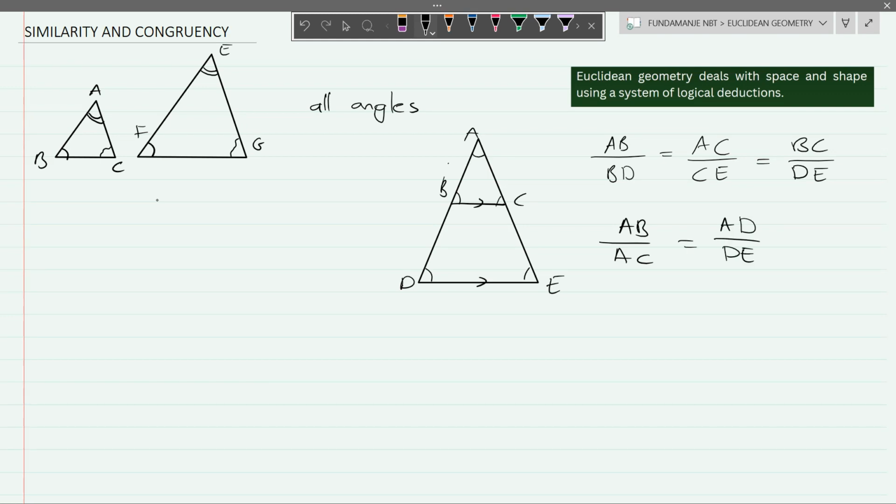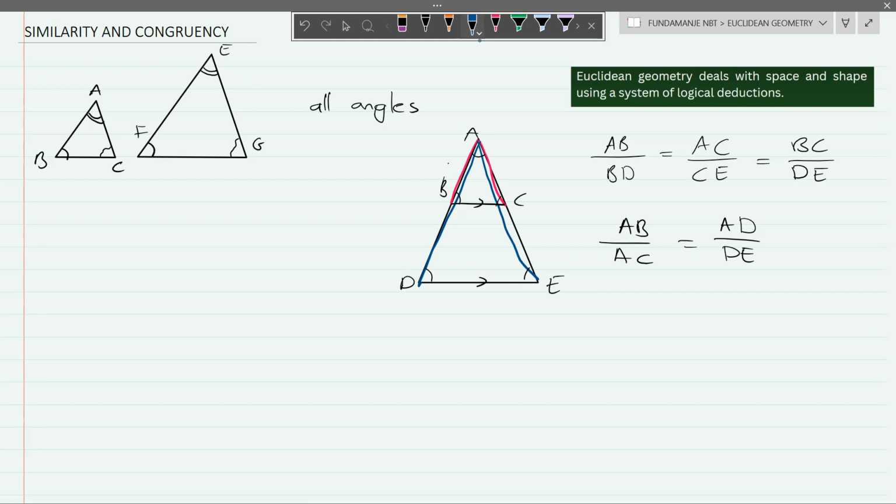So as long as you're taking sides that are corresponding with each other, here we are saying AB over AC, so these two sides of the triangle are equal to AD over AE, which are the corresponding two sides of the bigger triangle. So just as long as you're working with that logic, you should not make a mistake.